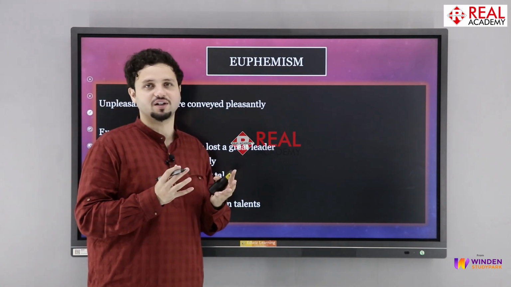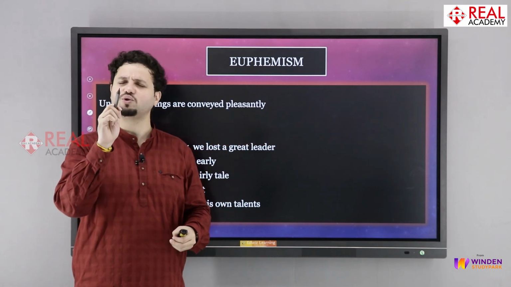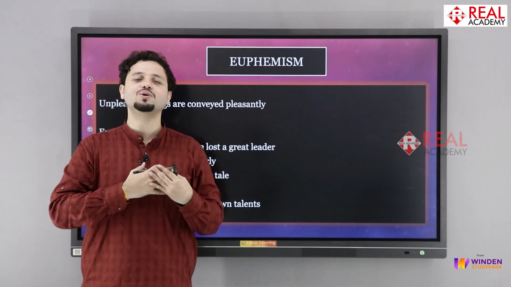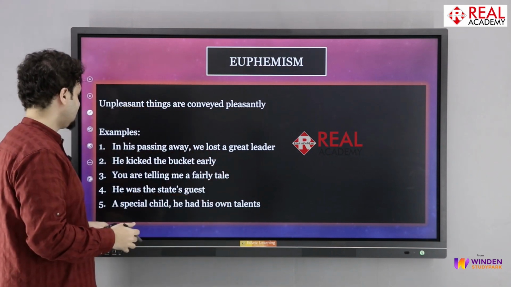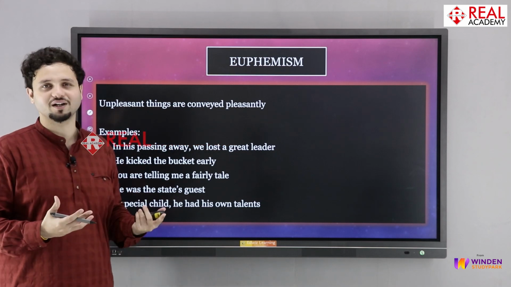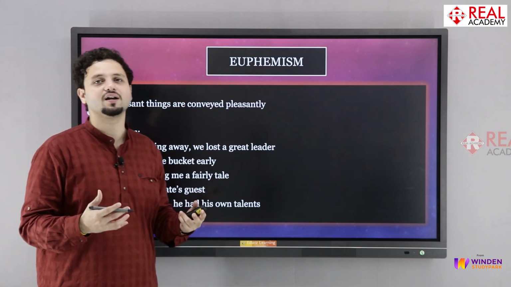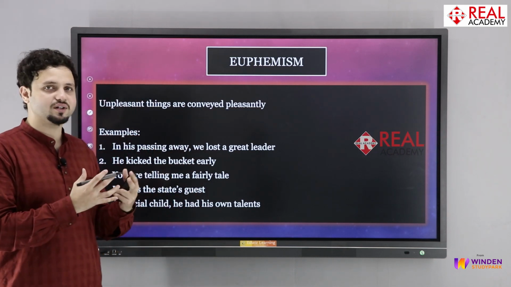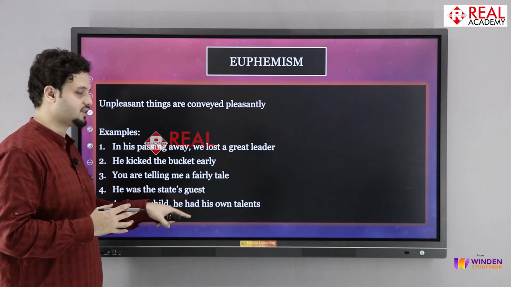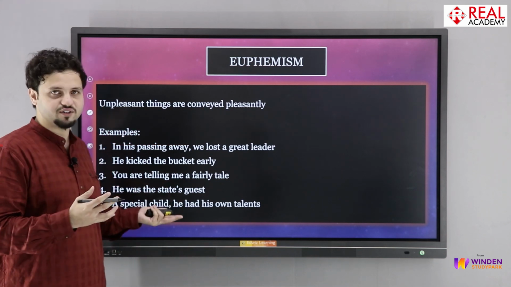तो ये जो पहले वाले से better चीज है, that is called as euphemism in English. Unpleasant things को pleasantly बताना. For example, मैं अगर कहूँ कि तुम बहुत झूठे हो, बहुत झूठ बोलते हो, you will feel sad, right? दुख होगा. But if I say you are telling me a fairy tale, तुम बस मनगढ़ंत कहानियां एक fairy tale बता रहे हो, थोड़ा pleasant है, right? If I say he kicked the bucket early means he passed away, तो थोड़ा अच्छे सेंस में अच्छी तरीके से बोला गया है, okay? और if I say he was the state's guest, यानी कि वो एक prison के अंदर था, right? State guest is a word which is used for that.